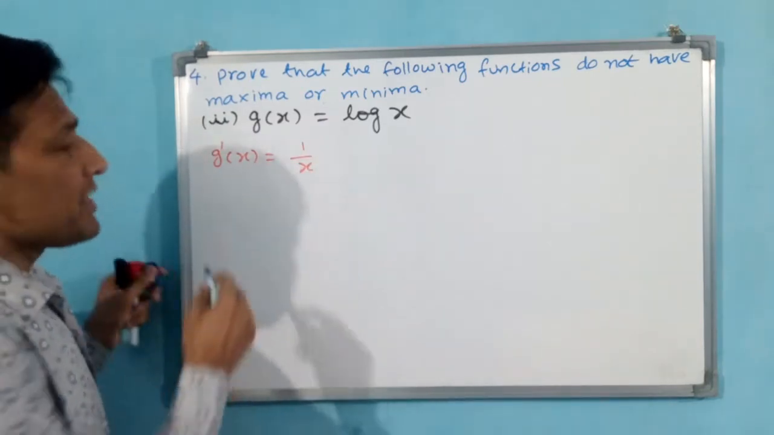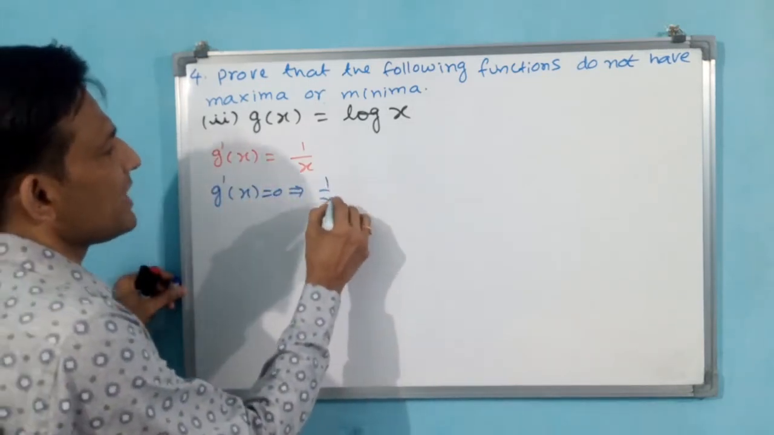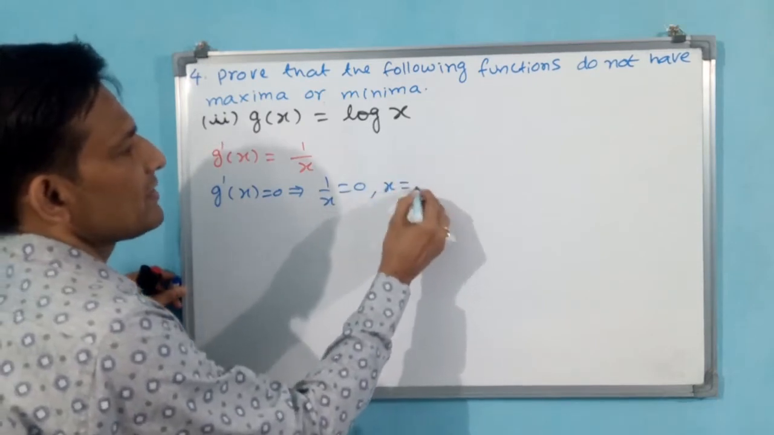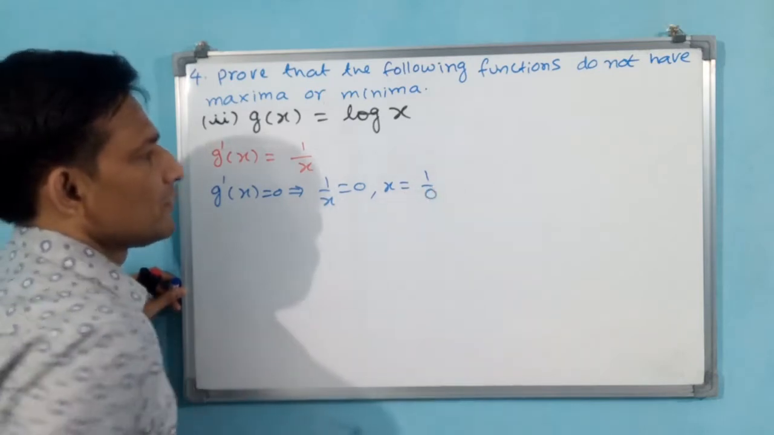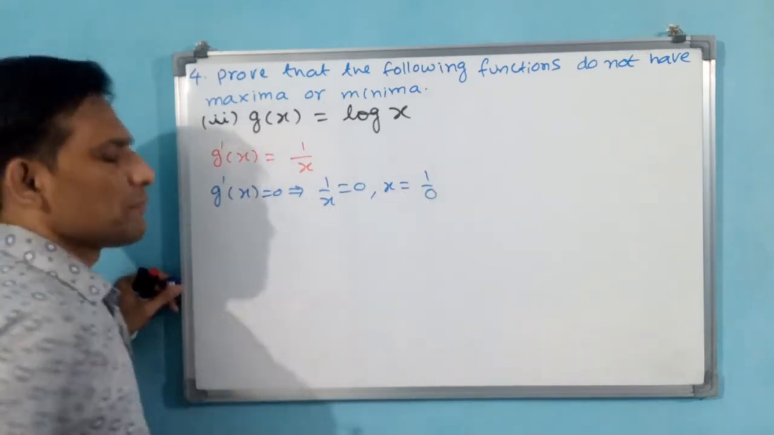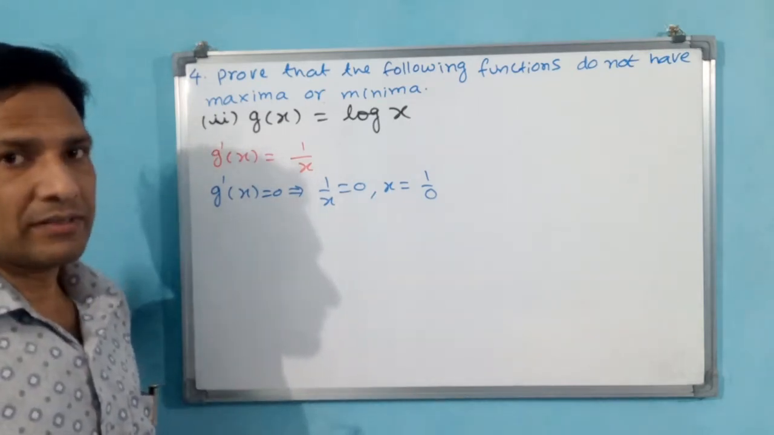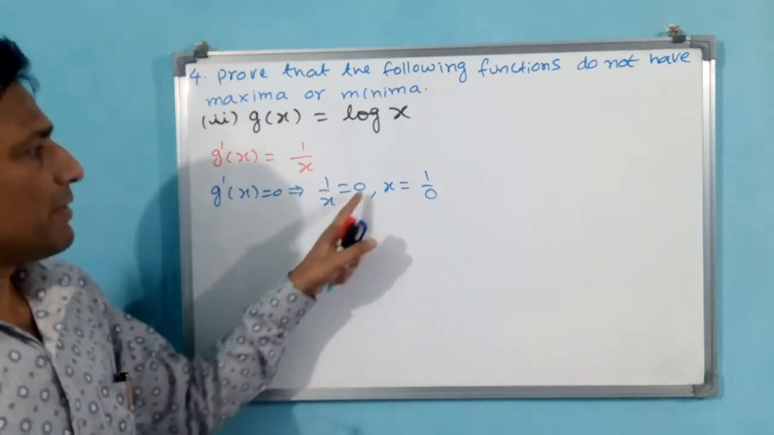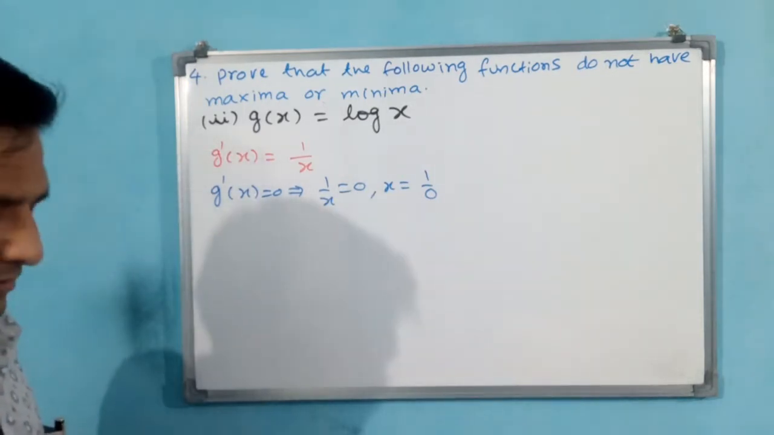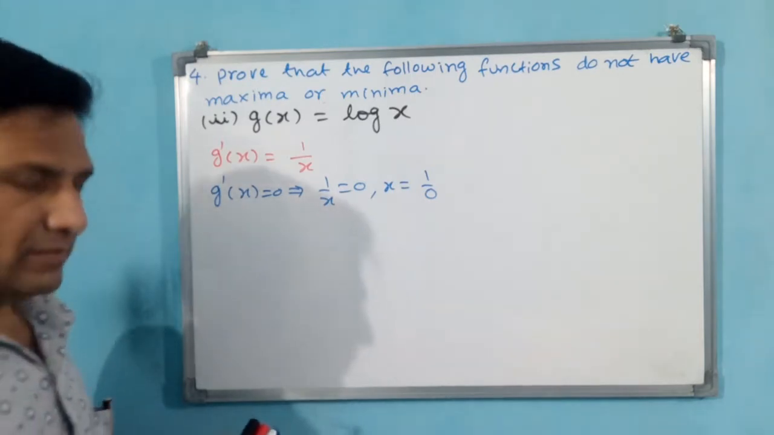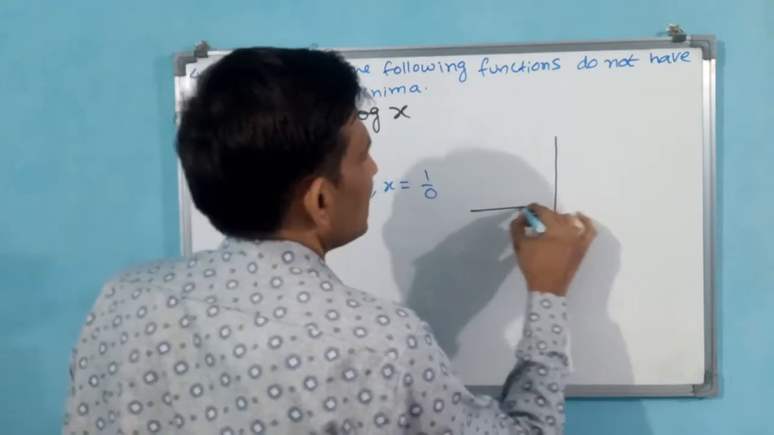Proceed further, you equate it to 0. g dash x is equal to 0 implies 1 by x is equal to 0, so x is equal to 1 by 0, which is undefined. Can you tell the x value here? 1 by x is equal to 0 means x is equal to 1 by 0. You cannot tell. Here, again I am drawing the graph, the log x graph also.